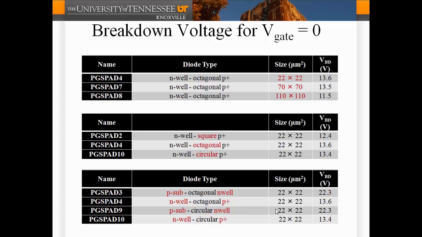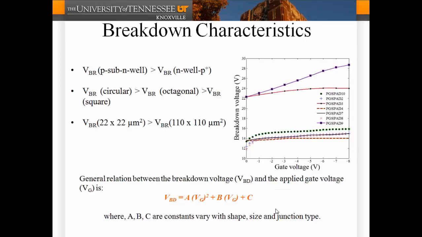So the size of the device did not make any significant impact on the breakdown voltage of the device, but the choice of the PN junction makes a whole lot of difference. So this is showing us a summary of the gate voltage versus the breakdown voltage for different devices.